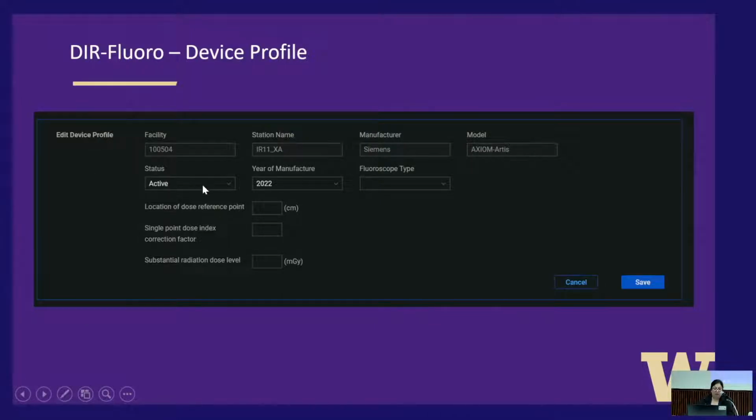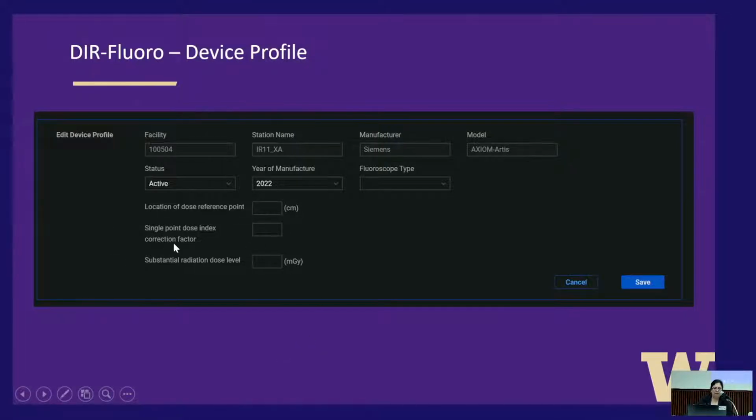Are you still using this machine? What year was it manufactured? And then you can also put in other information like the location of the dose reference point. Typically that's 15 centimeters from the isocenter. If that's different for your machine, you can put that in.